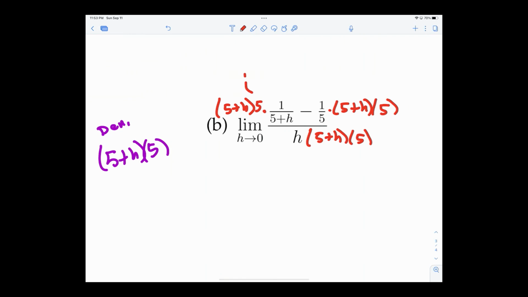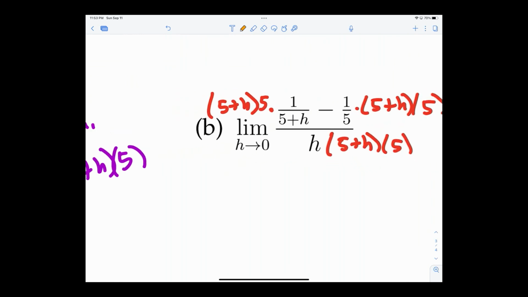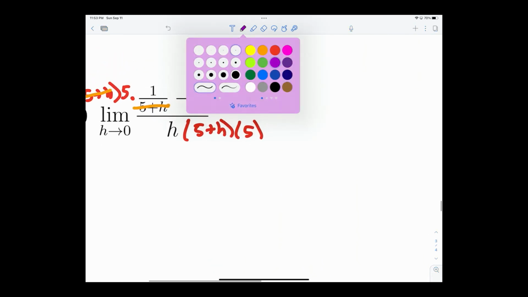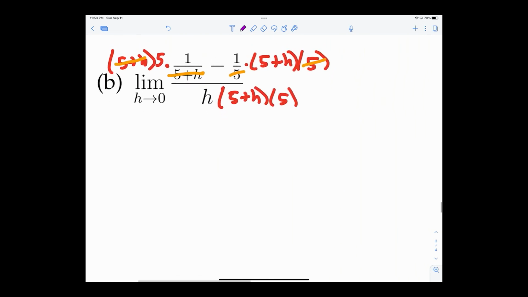Let's cancel. Oops. So I'll cancel. I'll just cross them out this time like I didn't last time. I don't know why. So that first term, the 5 plus h, is going to cancel with the 5 plus h. On the second one, the 5 is going to cancel with the 5. So what will we end up with? Let's see.